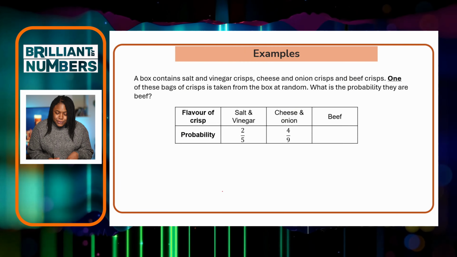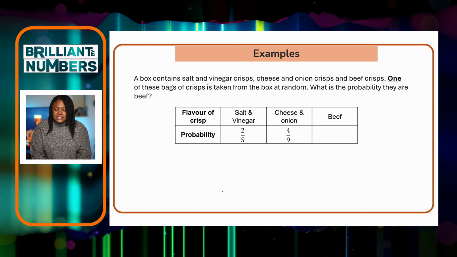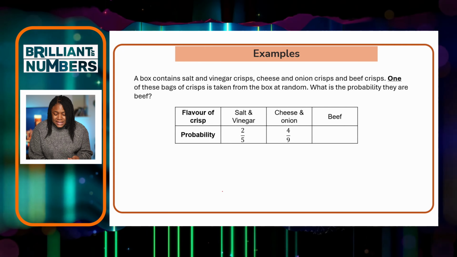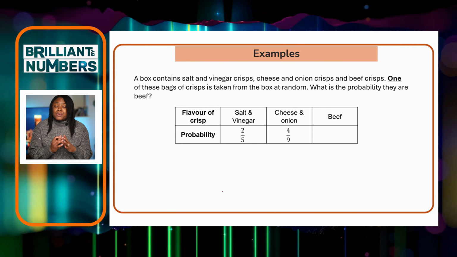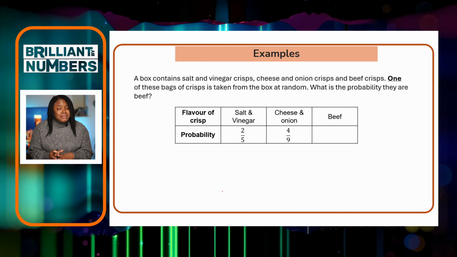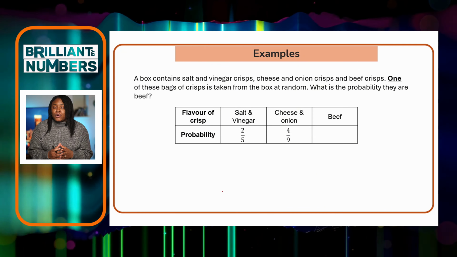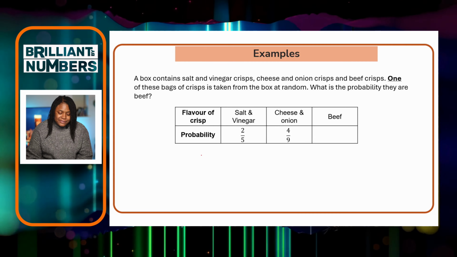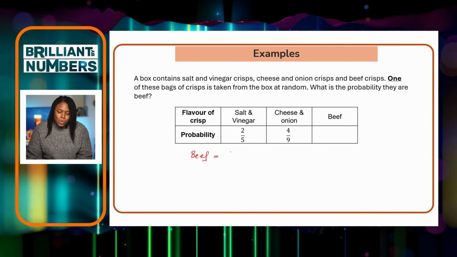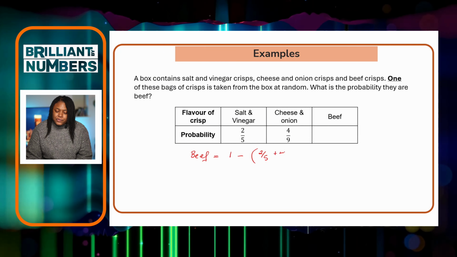What is the probability they are beef? So if I look at my table, I can see that for salt and vinegar, I've got 2/5. Cheese and onion, I've got 4/9, and I need to work out what is beef. Because I know that probability adds all together to be 1, I can add my salt and vinegar and my cheese and onion together and then subtract that from the total of 1. So we're going to write first of all that beef is going to be equal to 1 take away the sum of 2/5 plus 4/9.